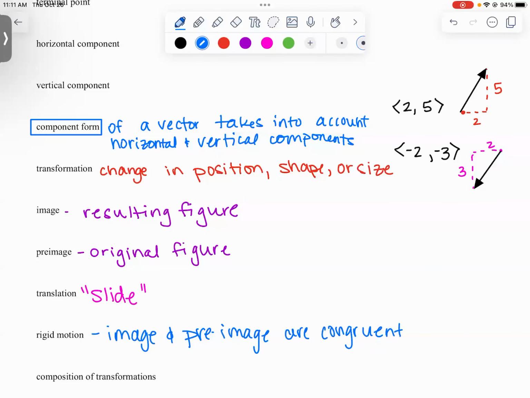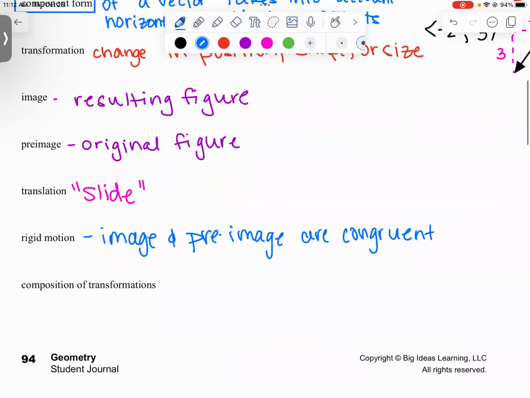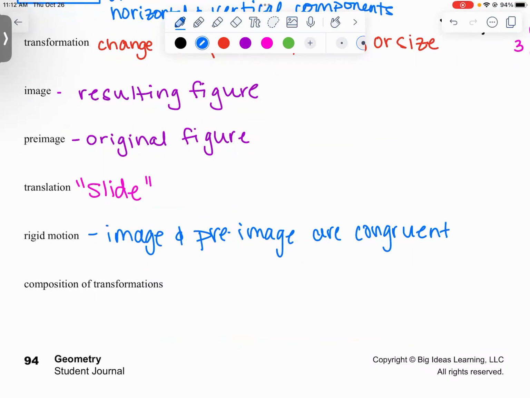We're gonna have 3 rigid motion transformations. Today, we're gonna talk about a slide. Tomorrow, we're gonna talk about a reflection. Tuesday, we're gonna talk about a rotation. Okay? Those are going to be our rigid motions. So let's talk about this translation. Okay? There's 2 different ways we are going to notate it.